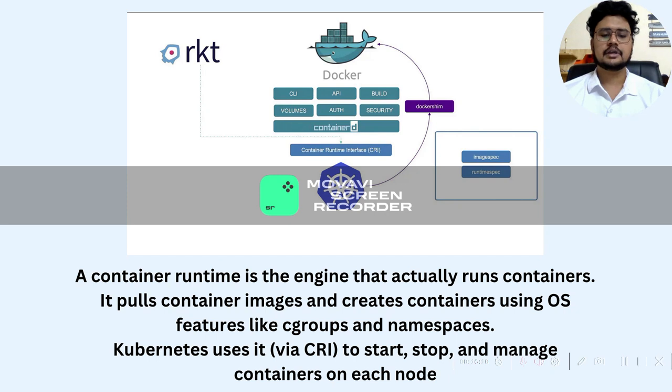So the kubelet ensures the container, the guest, on the node, which is the floor, is running as specified in the pod definition. It continually monitors the health and reports status back to the API server, which is our reception in hotel terms. A container runtime is the engine that actually runs containers. It pulls container images and creates containers using OS features like cgroups and namespaces. Kubernetes uses it via the container runtime to start, stop, and manage containers on each node. Okay, so this is the definition, an understandable way I have explained the container runtime.